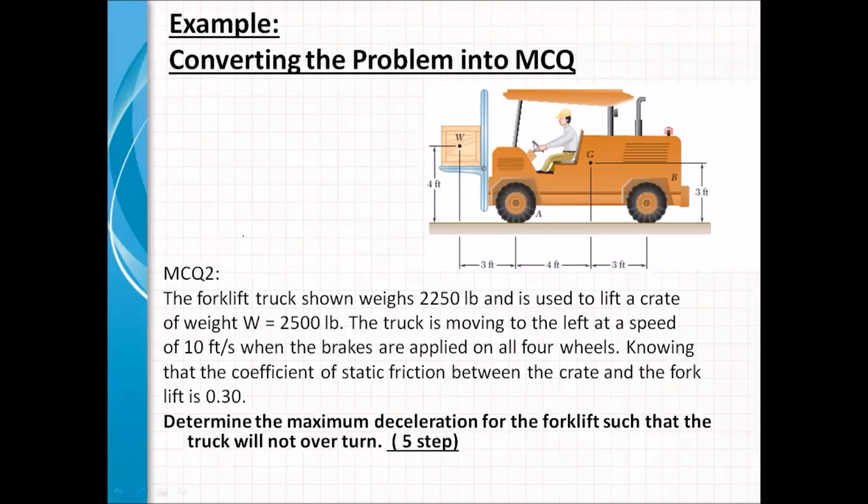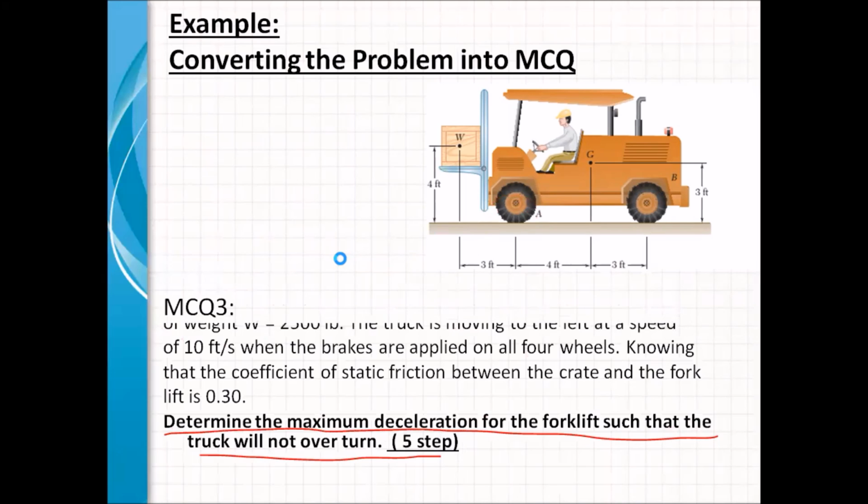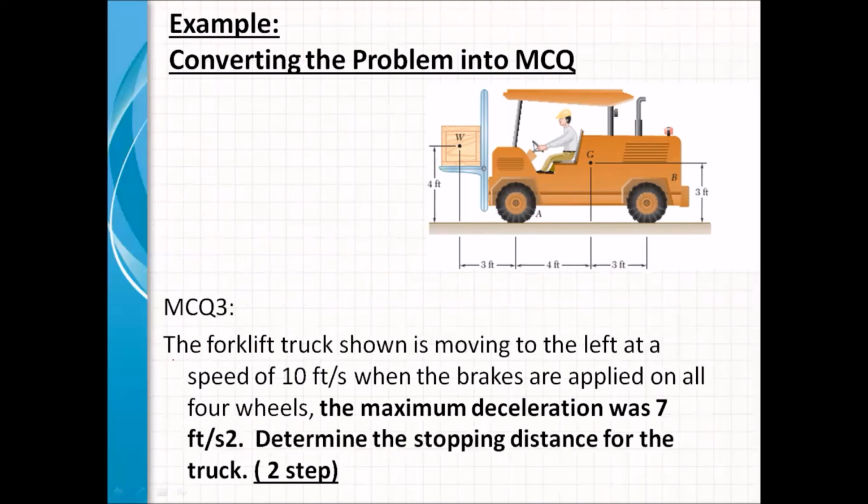The second part, okay, the same input, but we are going to say here, determine the maximum deceleration for the forklift such that the truck will not overturn. That means find the deceleration. So that's basically the second part. The third part, okay, the forklift truck shown is moving to the left at that speed. So given the speed and given the deceleration now as an input, determine the stopping distance for the truck.